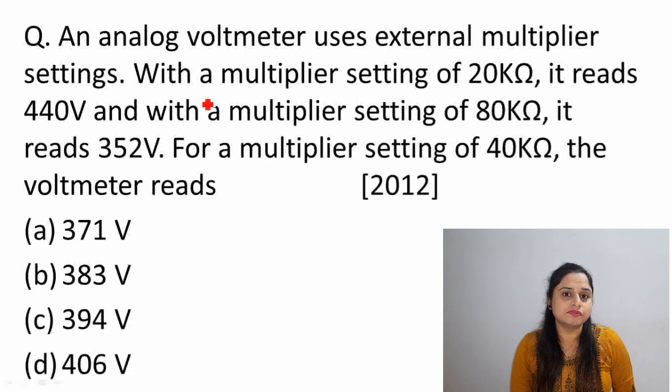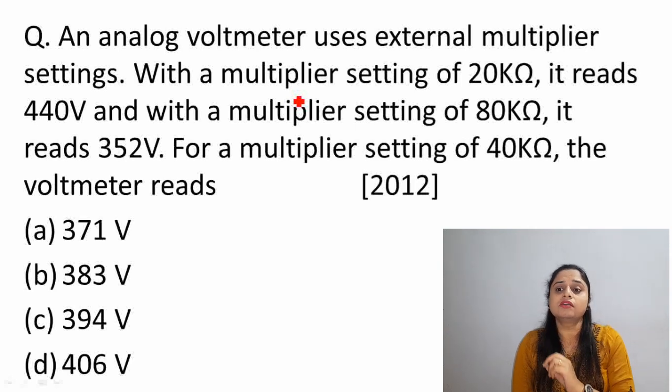So how do we solve this? First of all, extract the given data. In this it is given the voltmeter uses the external multiplier setting. That means a voltmeter is there and one series resistance is connected, that is nothing but the series multiplier.